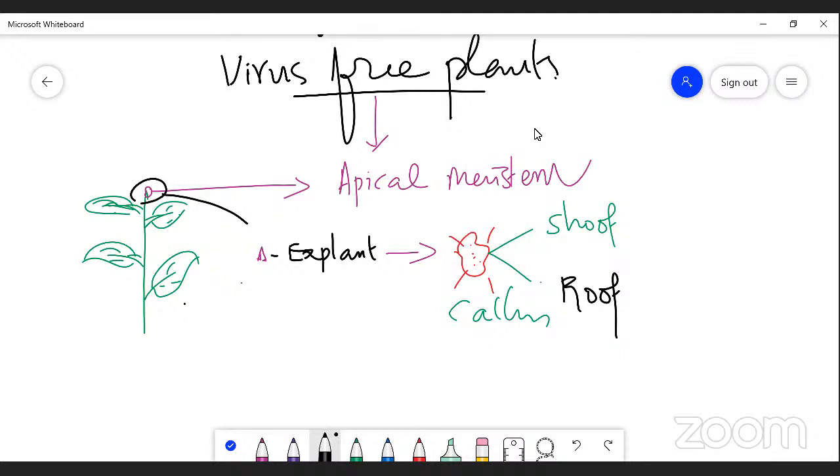So finally, this callus tissue is going to differentiate into the shoot and the root system, right? With the help of a culture medium. So finally, we get a small plant, I mean, a plantlet, right?